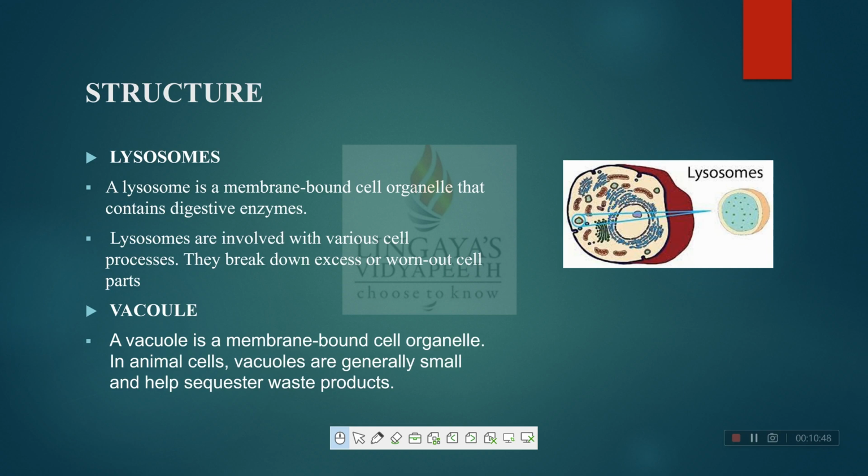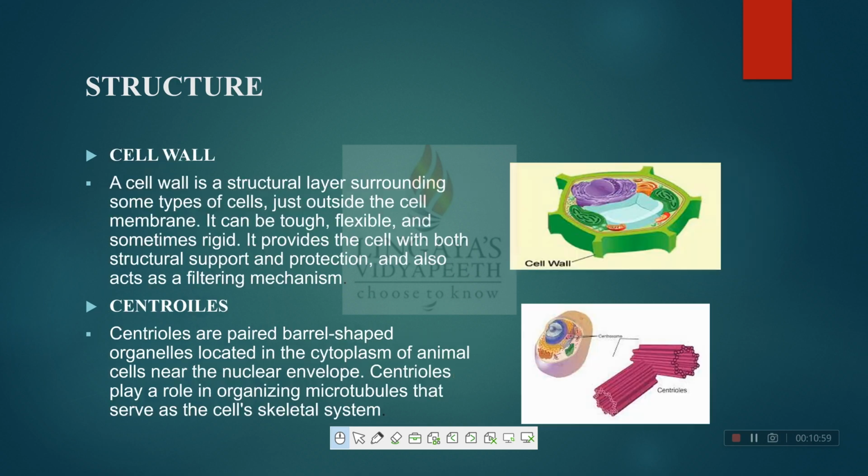Now talking about vacuole. Vacuole is also a membrane bound cell organelle. Vacuole is present in the animal cell, that is the eukaryotic cell. It is generally small and helps to manage the waste products inside the cell. Now talking about the cell wall, as I told you, cell wall is a layer which is present in almost all types of cell. It is tough, flexible and sometimes rigid. It helps to provide rigidity to the cell.